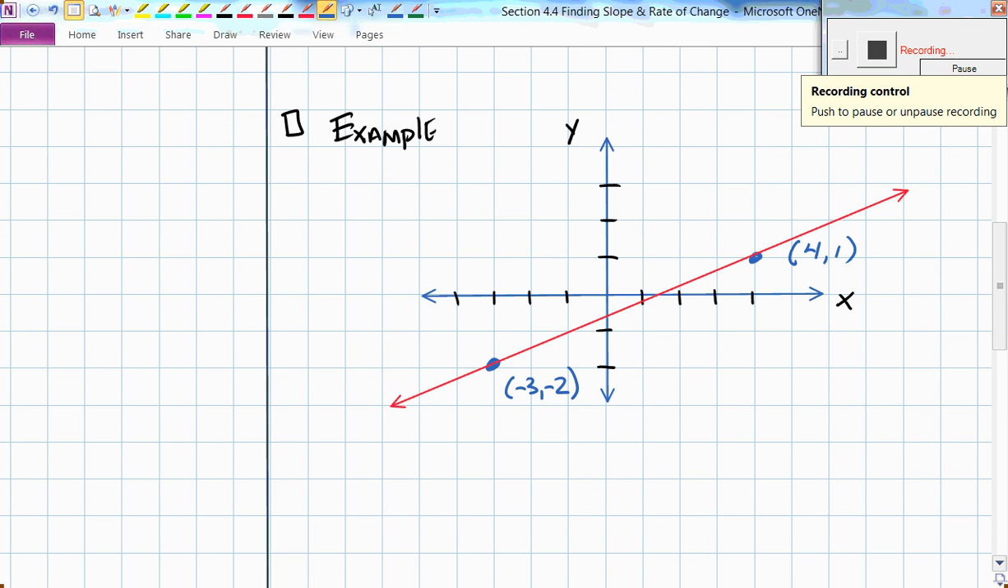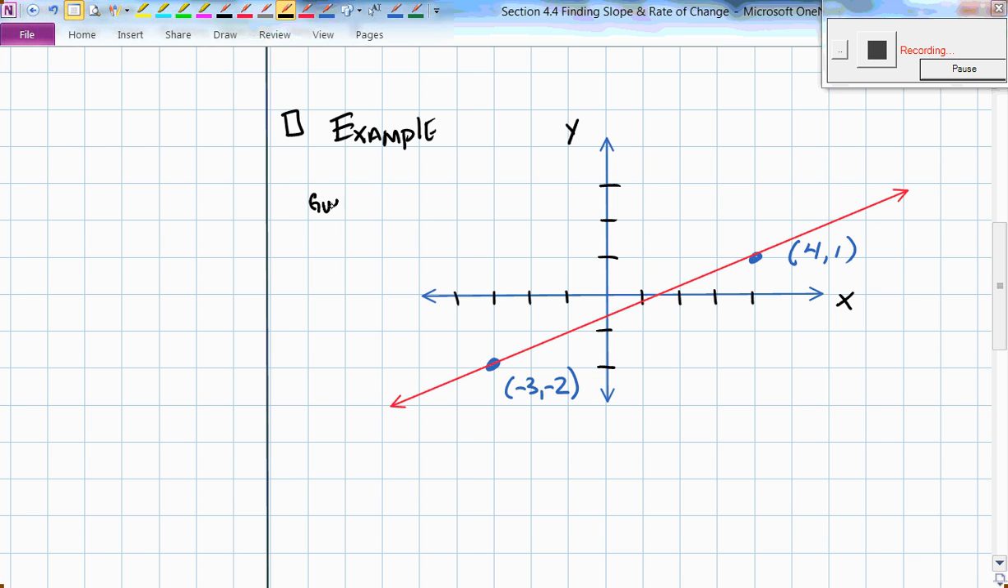Okay, so what we have here is two points in the plane. We have (-3, -2) and (4, 1), and the line that connects them both. Our goal here is to find the slope. On the left-hand side, I want you to make a guess. Is the slope positive, negative, 0, or undefined right now? Go ahead and mark down whatever you think your guess is for this line.